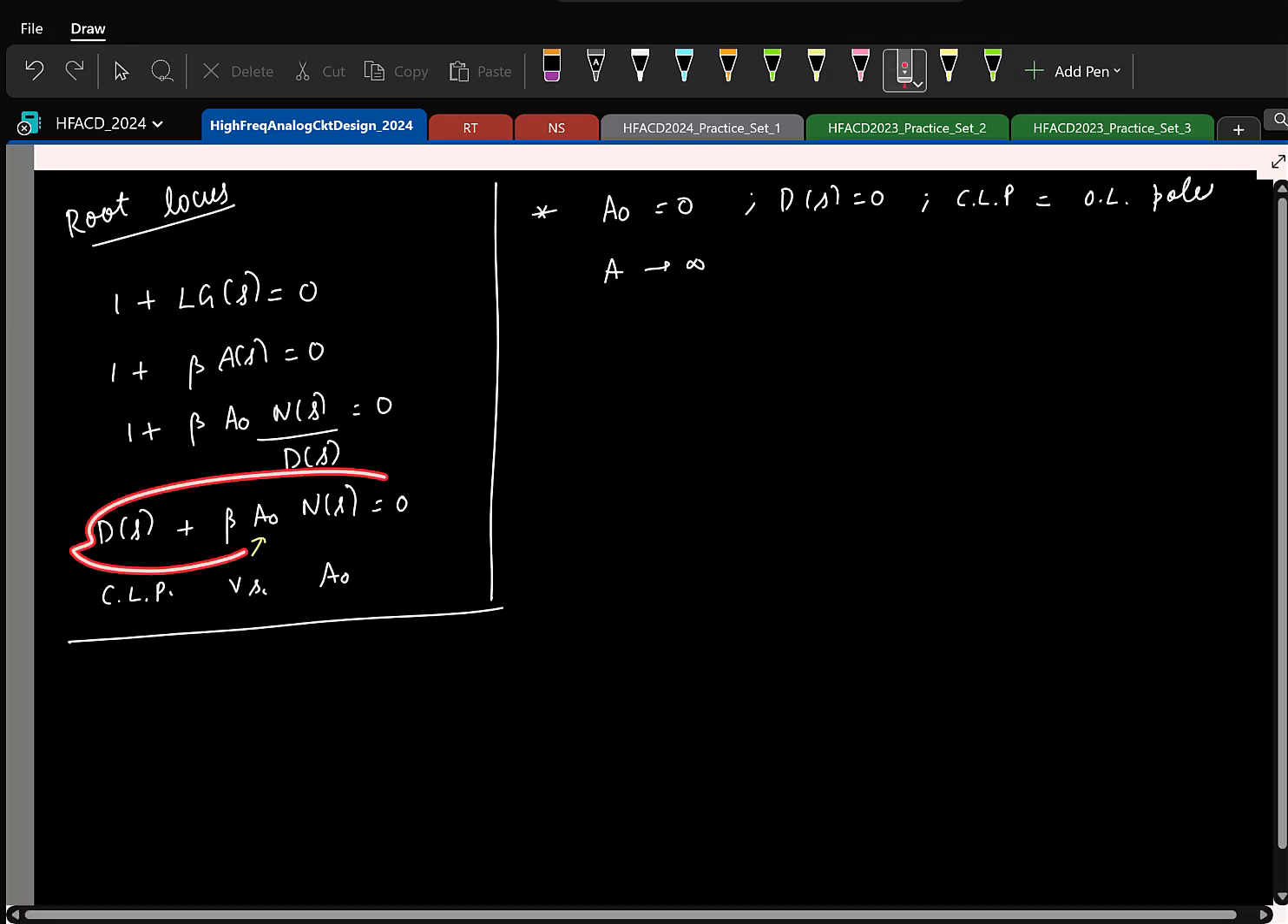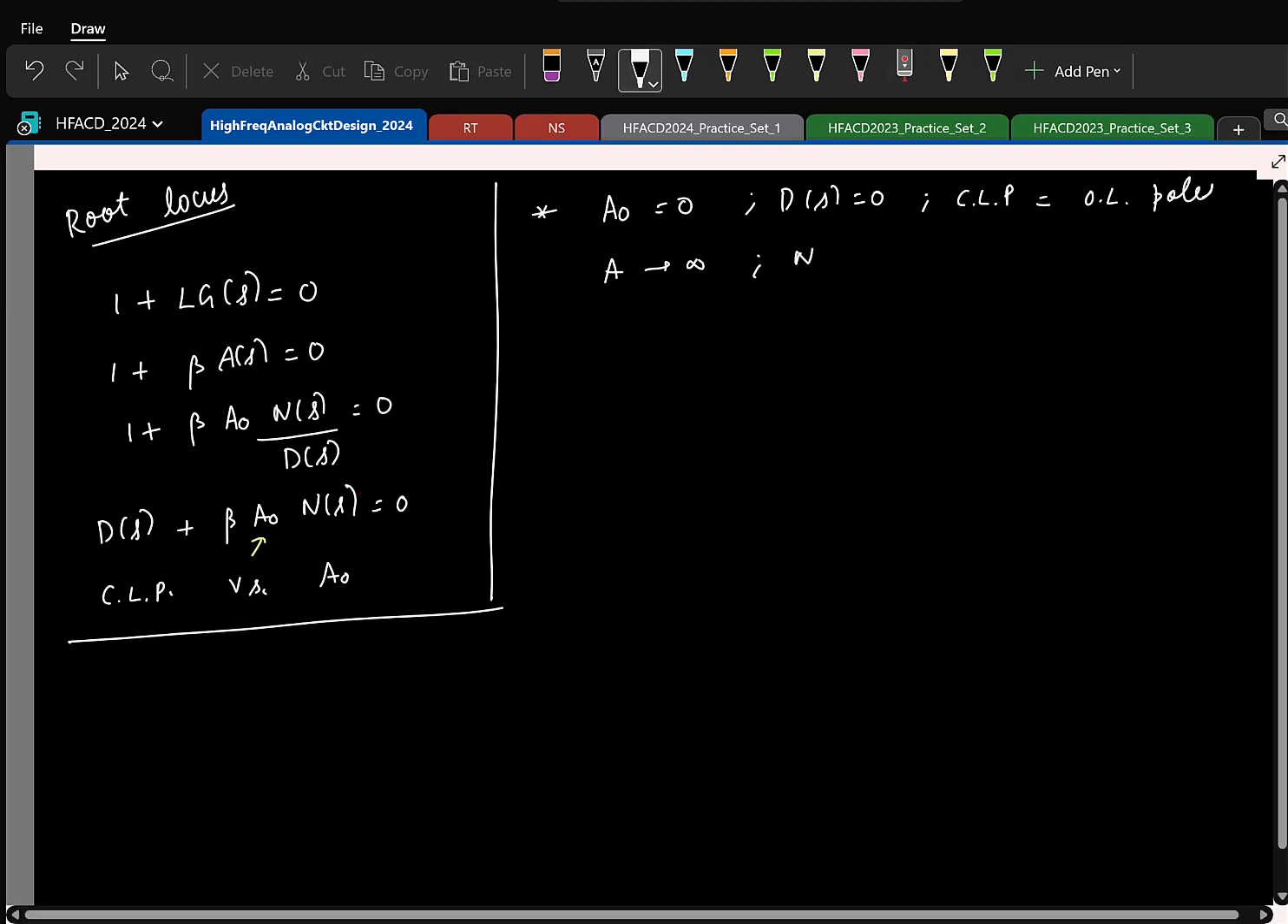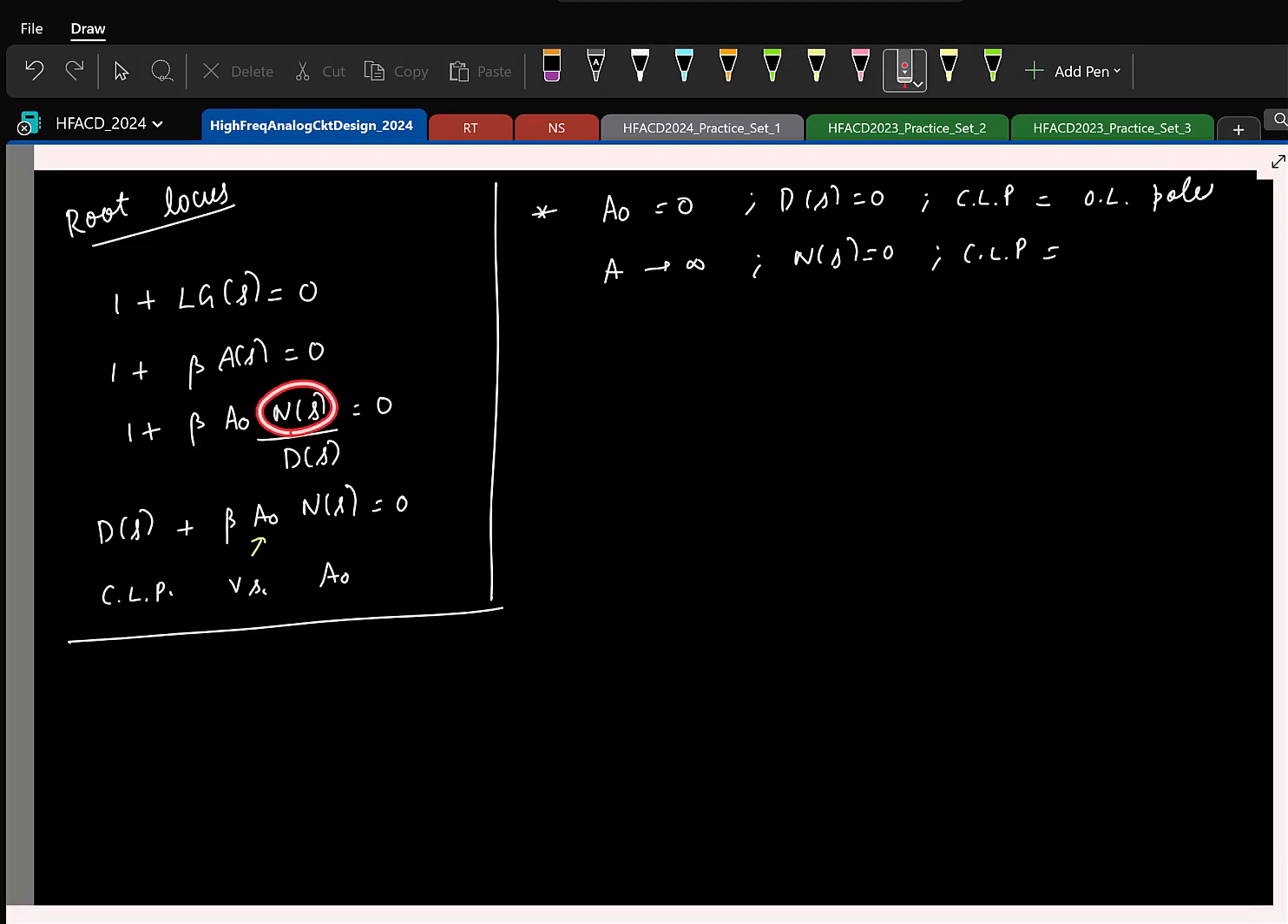Similarly, if I tend this to infinity, what happens to the equation? The second term is much larger. I can approximate it as n of s equal to 0, right? So then what can you comment about the closed loop poles? They are the roots of n of s equal to 0. They are the open loop zeros. So that's one simple observation we can make. As you vary the DC gain from 0 to infinity, the closed loop poles or the root locus starts from the open loop poles and terminates at open loop zeros.